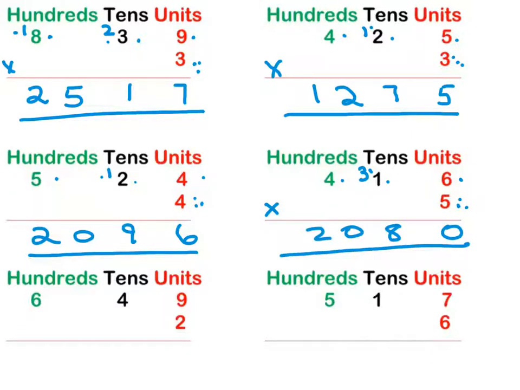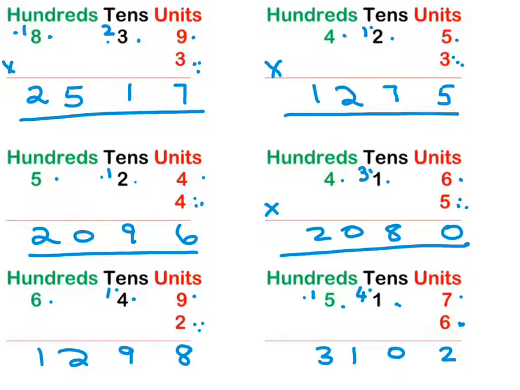Okay, 9 times 2 is 18. We write the 8. We carry a 1. 2 times 4 is 8. Plus 1 is 9. And 2 times 6 is 12. Last one on this screen. 7 times 6 is 42. We write the 2. We carry a 4. 1 times 6 or 6 times 1 is 6. Plus the 4 is 10. Write a 0. Carry a 1. 6 times 5 is 30, plus this one, 31.